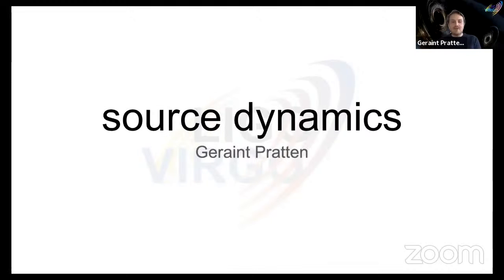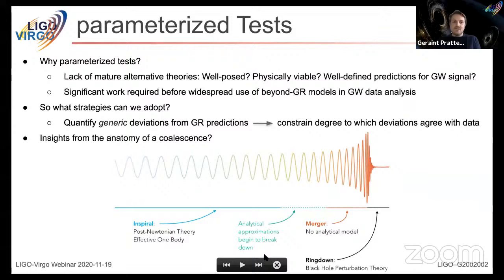Hi, so I'm Geraint Pratten, and I'm going to be talking about parameterized tests with gravitational wave source dynamics. If you can go to the next slide, please. But first of all, why do we consider parameterized tests? Well, unfortunately, we still lack a suite of mature alternative theories of gravity, and there's a number of theoretical obstacles, such as: are these theories well posed? Are they physically viable? And importantly, do they provide well-defined predictions for the emitted gravitational wave signal from a standard compact binary coalescence? So there's still a significant amount of work required before we see the widespread use of beyond-GR models in gravitational wave data analysis.